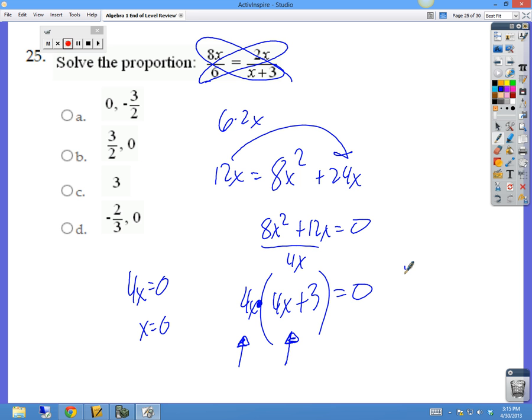What about this one? 4x plus 3 equals 0. Minus 3, 4x equals minus 3, divide by 4, divide by 4. X would have to be a negative 3/4.